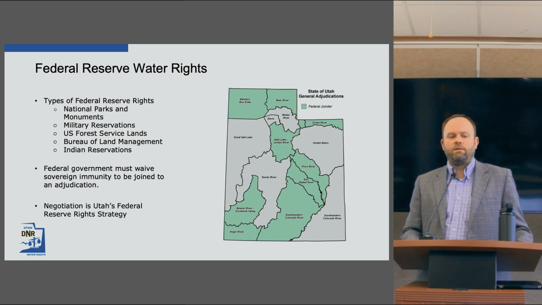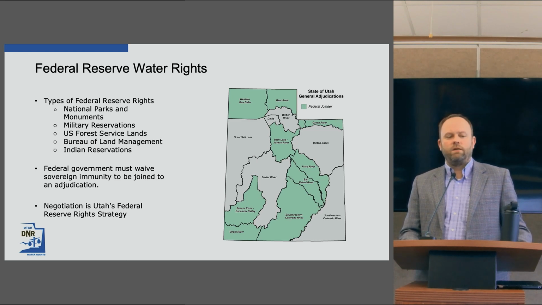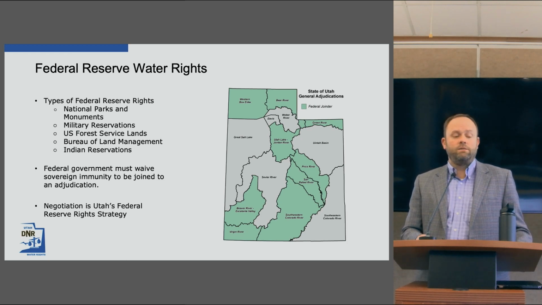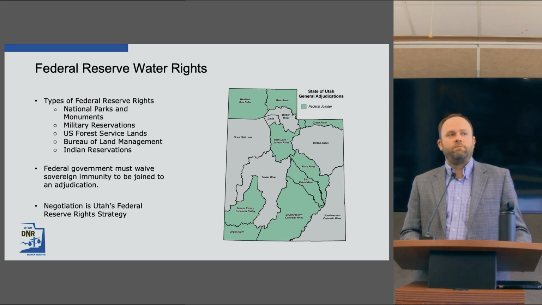Types of reserved rights. We talked a little bit about this earlier. National parks and monuments, military reservations, Forest Service lands, Bureau of Land Management, and Indian reservations all potentially have reserved rights. And to participate in the adjudication process, we have to summons the federal government, enact the McCarran Amendment, and have the U.S. government waive their sovereign immunity so that they can participate in our adjudications.